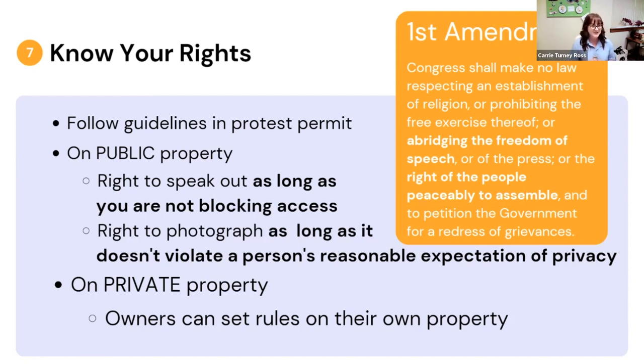But then also, if you did have to get that permit, make sure you follow those guidelines in the permit and make sure that the people participating know what those guidelines are so that everybody is able to stay safe and staying within those guidelines. If you are on public property, you have the right to speak out as long as you're not blocking access to government buildings. So make sure that when you're speaking out, that people can still come in and out who are not part of your movement. You have the right to photograph as long as it doesn't violate a person's reasonable expectation of privacy.